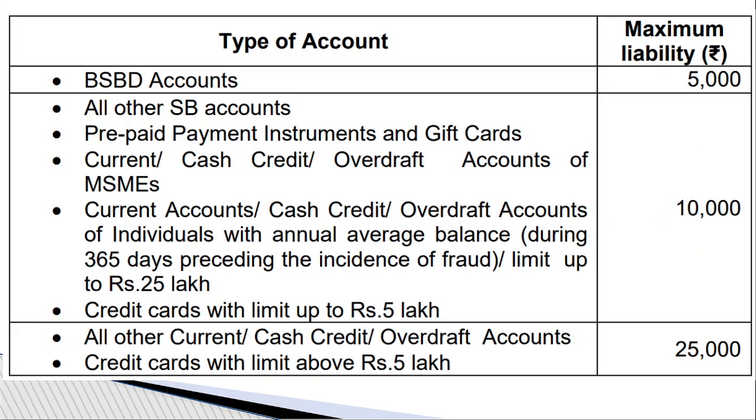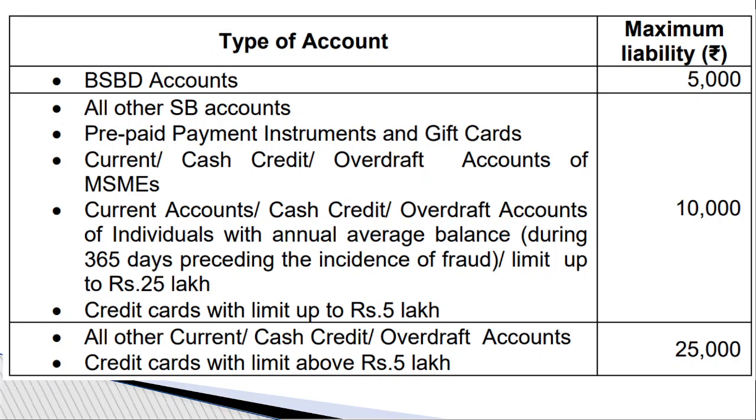If it is a basic savings bank account, 5,000 is the maximum. For all other savings accounts, 10,000 rupees is the maximum amount. Current, cash credit, overdraft accounts, MSME accounts, all these, 10,000 rupees. For all other current, cash credit and overdraft accounts, if the limit is above 5 lakhs, then 25,000 will be the liability. Even though the loss is 1 lakh, it is limited to 25,000 rupees only.